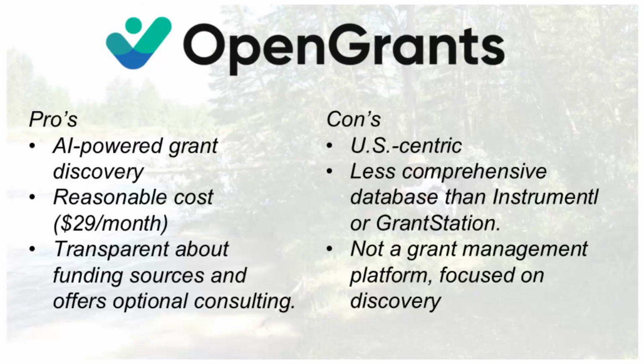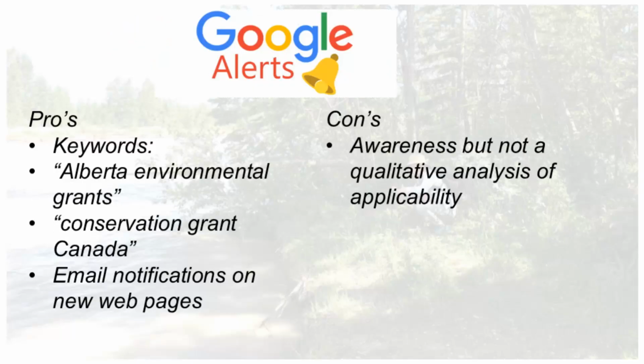The other thing these students did suggest to us is setting up Google Alerts. Which is when you receive notifications when new content with certain keywords are listed. So if you have an alert set up for Alberta environmental grants, you'll be notified when new things are listed. So these do have various benefits. They do have some drawbacks.